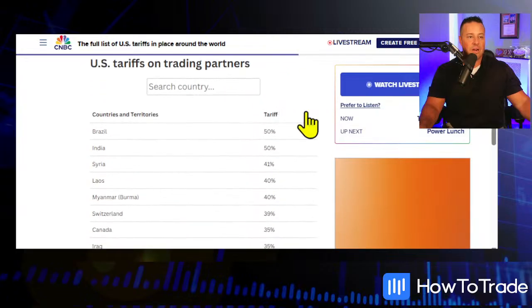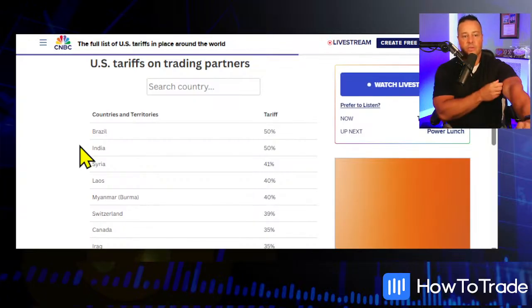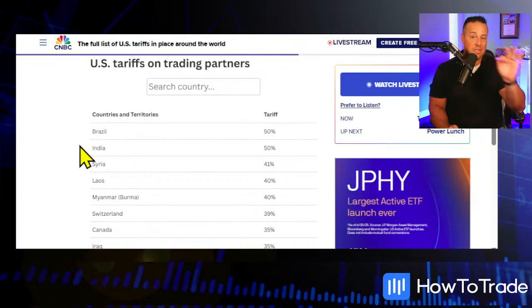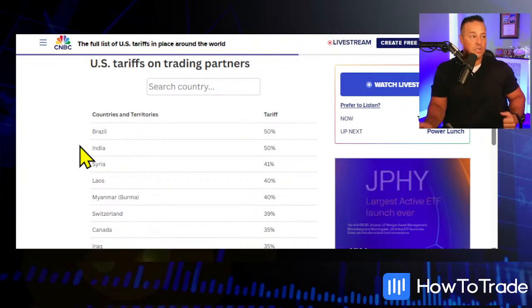So here's all the tariffs. There's two big tariffs. These are big ones too. Brazil's got a big tariff on it, and that has to do with their leadership down there, Lula. I don't think Trump will ever do business with Lula. We'll just wait and see how that goes. India, 50% tariff because of the purchases of Russian energy, Russian oil.